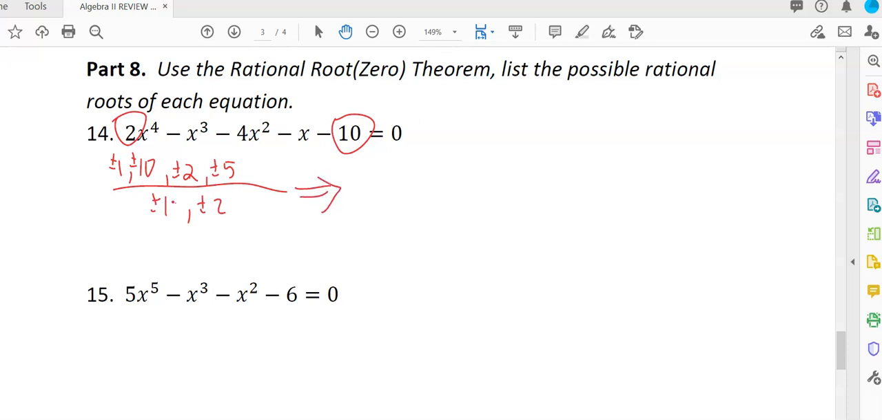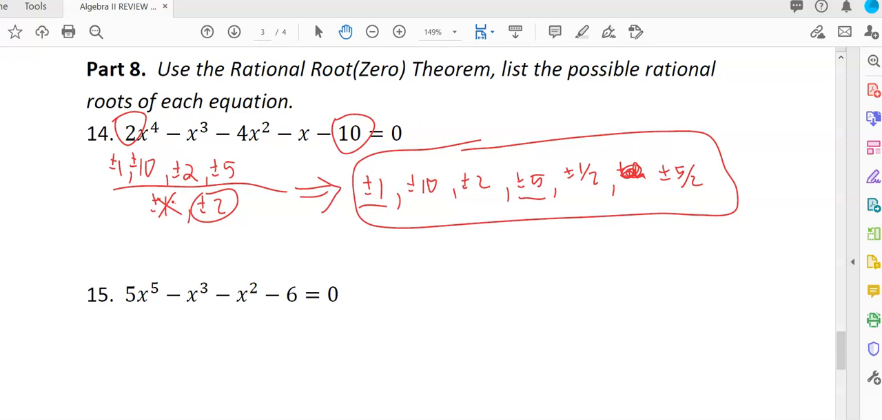So I'm going to do all these over 1 first. So 1 over 1 is 1. 10 over 1 is 10. 2 over 1 is 2, plus or minus 2. 5 over 1 is 5, plus or minus 5. So all those are over 1. We've taken care of that. Now let's take care of the 2 here. So first one will be plus or minus 1/2, plus or minus 10 halves, which is 5. We already have that. Already got that taken care of. Plus or minus 1, we already have that. And then plus or minus 5 halves, we don't have. So those are the list of all the possibles.